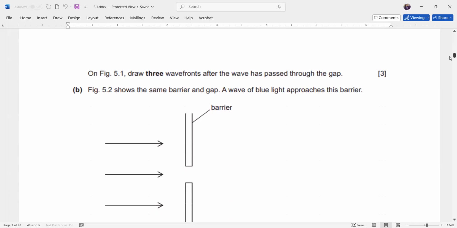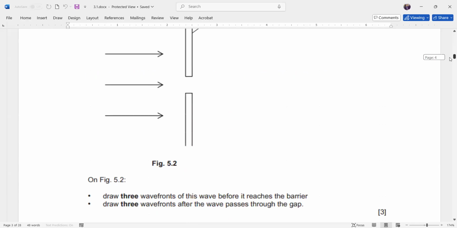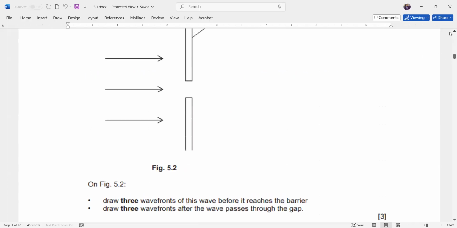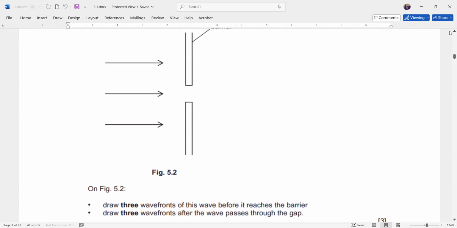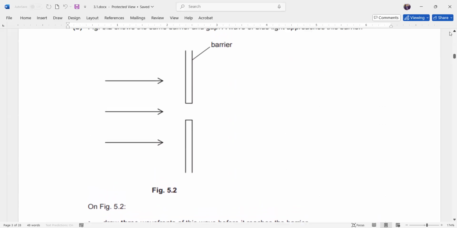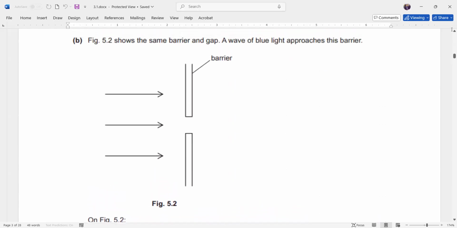Feel free to ask your questions or doubts, because it is important that you understand the topic and are able to solve the questions by yourself, since I have already shared a similar exercise as weekly homework. So the next is figure 5.2, which shows the same barrier and gap.